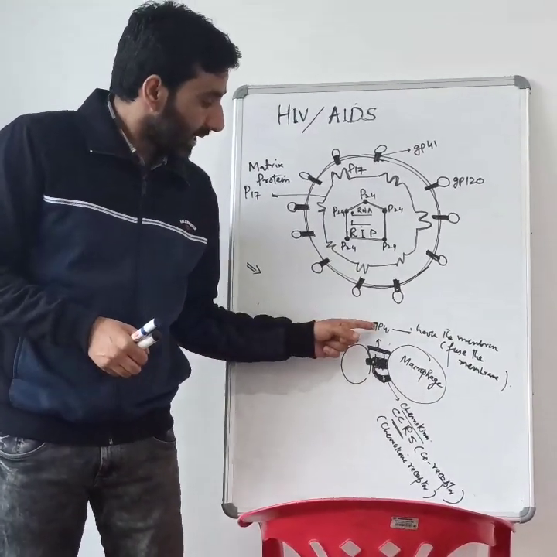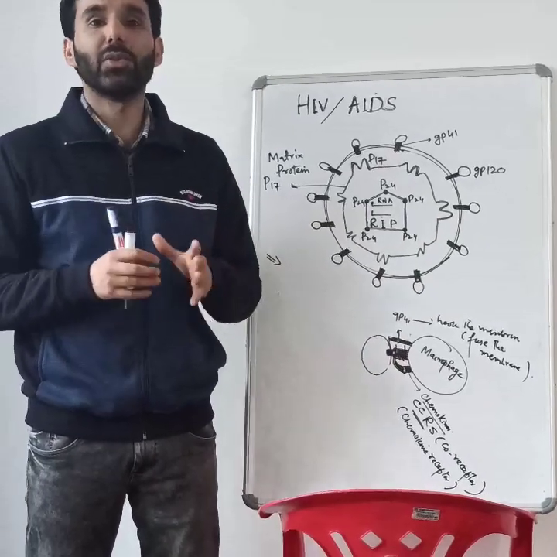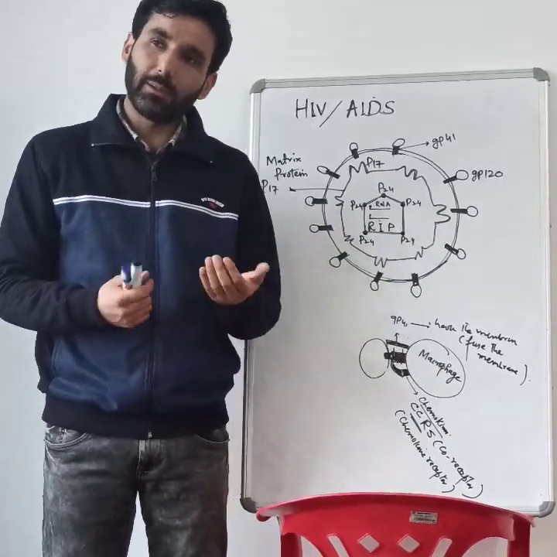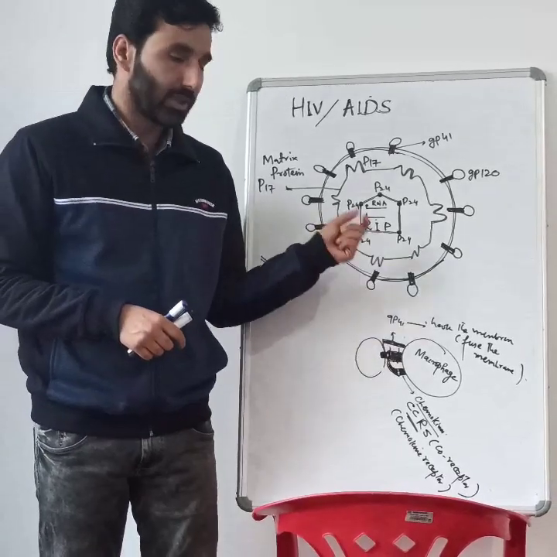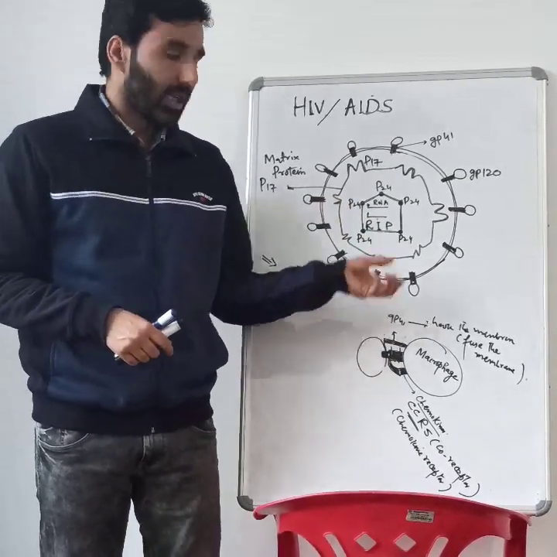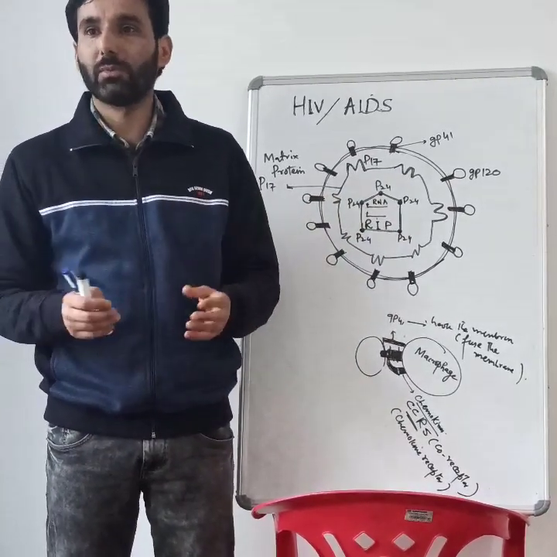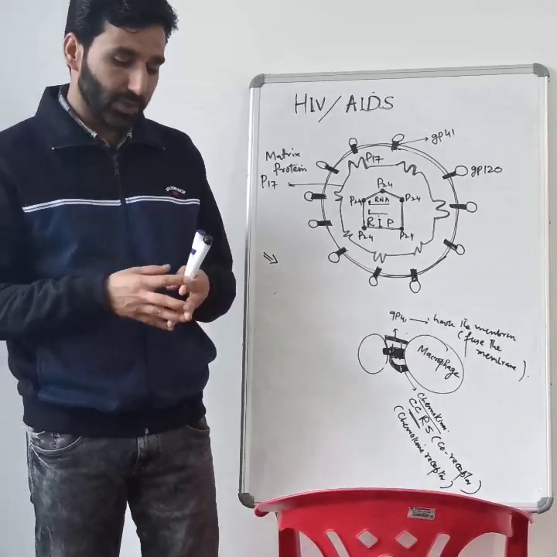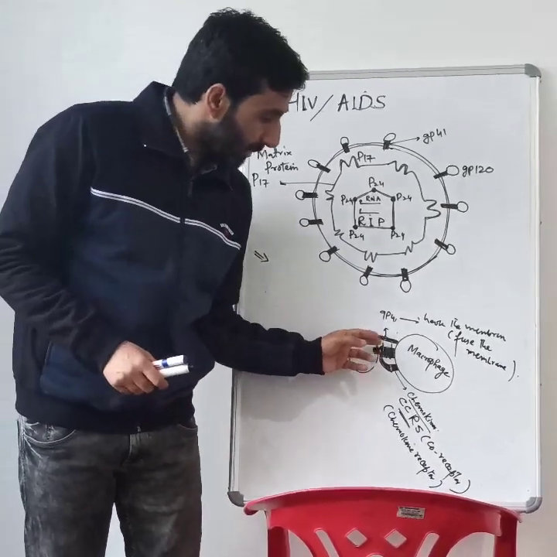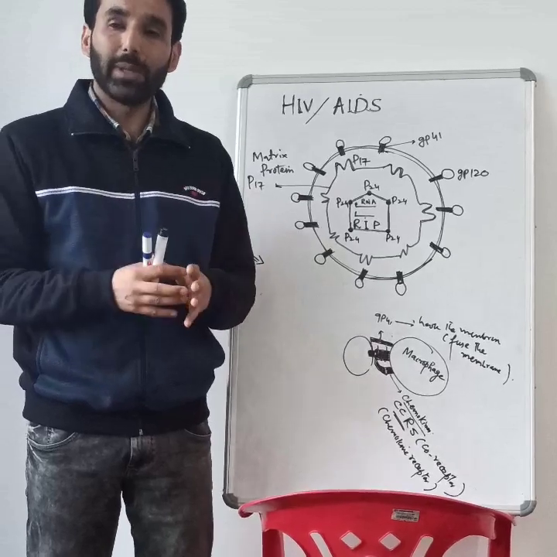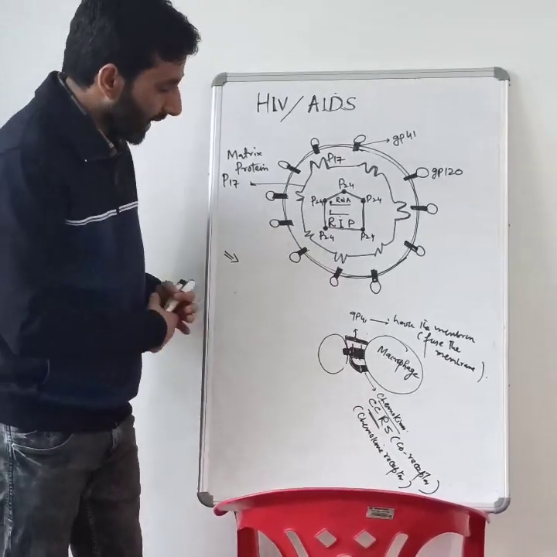So this GP41 is a fusion molecule. That means we should remember it here. It's worth noting that GP41 is a fusion molecule. It just fuses the membranes together. GP120 is the primary attachment glycoprotein.